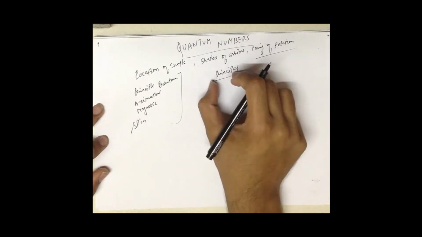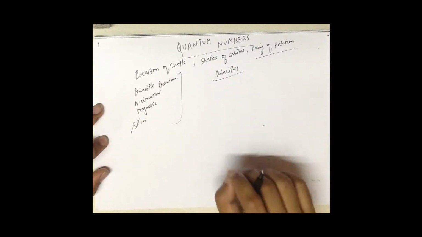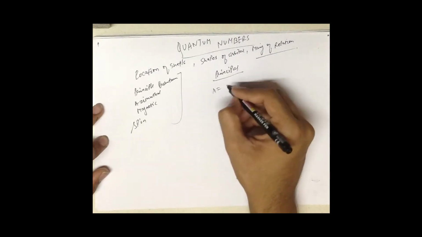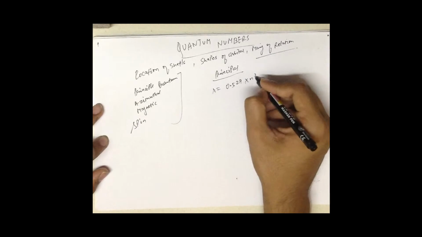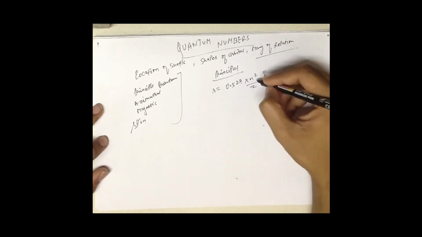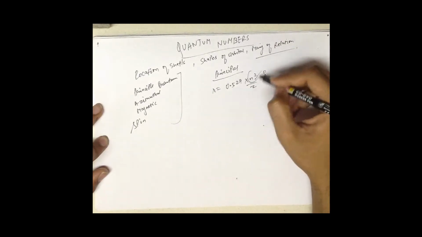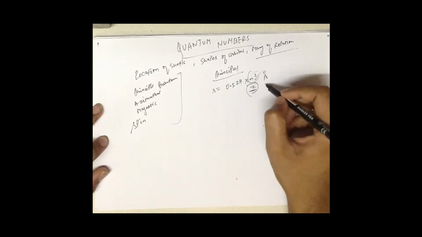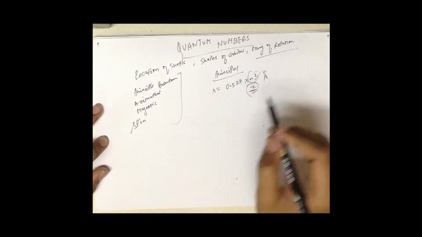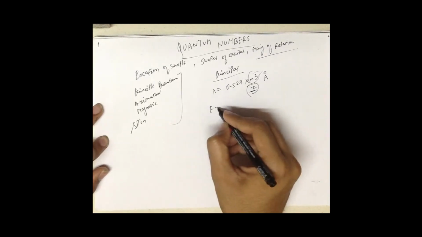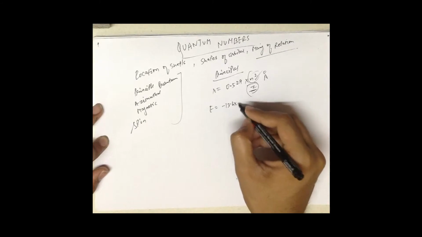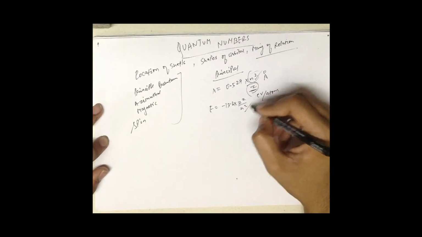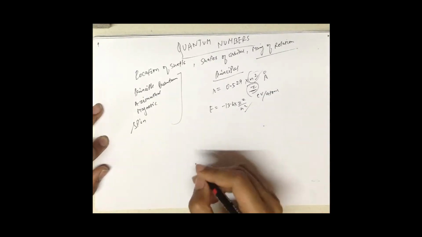Principal quantum number. This was given by Bohr, and it represents the size and energy of the shell in which the electron belongs. As we have studied in atomic structure, the radius is given by 0.529 times n square upon Z angstroms. In this, n is the principal quantum number. If you plug in the value of n and you know the species for which we are calculating the radius, so you know the atomic number, you get the value of r. For the energy of an electron, we have this formula: 13.6 times Z square upon n square electron volt per atom. So if you put the value of n in this formula, you get the value of energy.